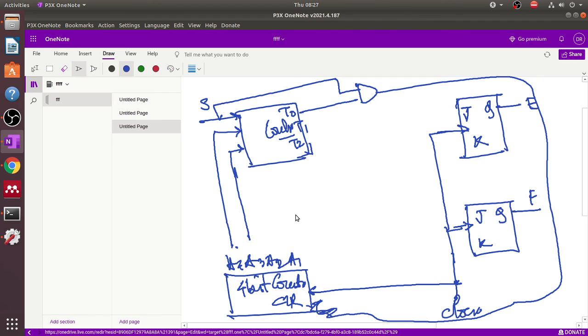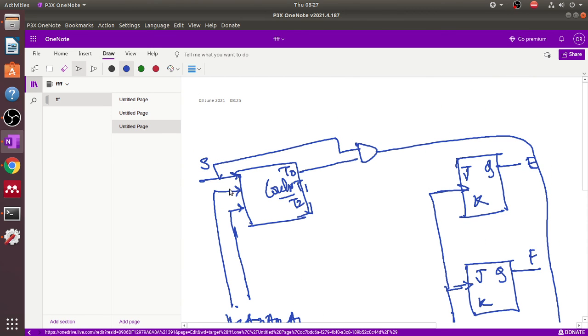In the next video we'll discuss thoroughly the architecture, because this architecture is quite confusing. We only talk about it in this video just to talk about the design. In the next video we discuss this design from this ASM chart. Okay.